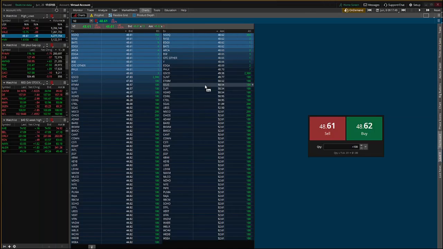Level 2 tells us the amount of shares currently in orders placed and how many buyers and sellers are trading. These are the placed orders. Over here, these are the orders that people have in to buy this stock. And over here, these are the orders that people have in to sell this stock.